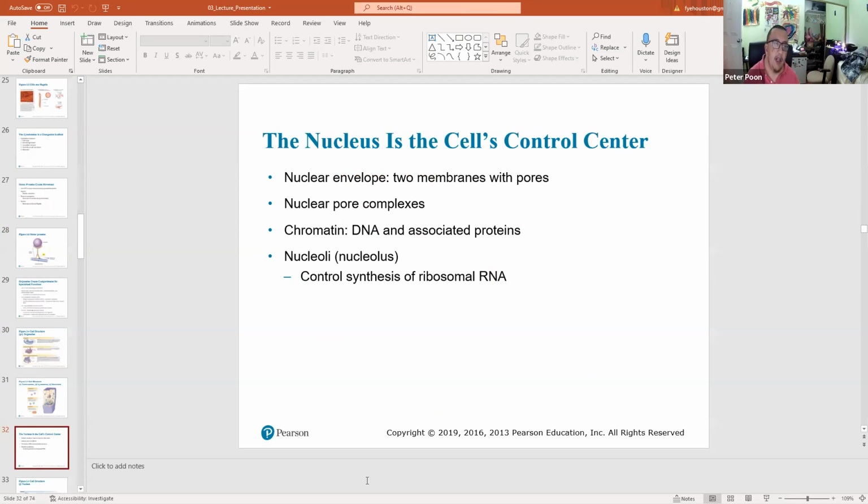The nucleus is where your DNA is kept. Your DNA is not naked. It is wrapped up in protein to prevent things from happening to it, and therefore it's usually correctly called chromatin. Chromatin is just the DNA and the wrapping of proteins around it.